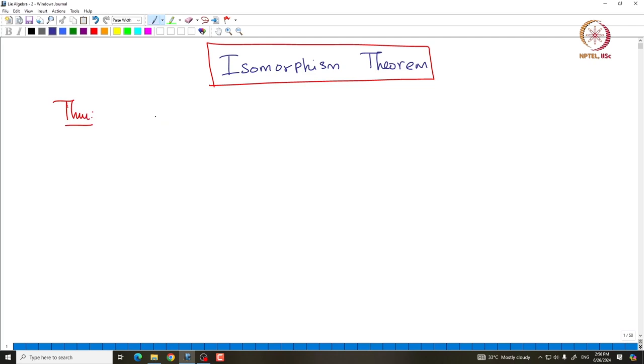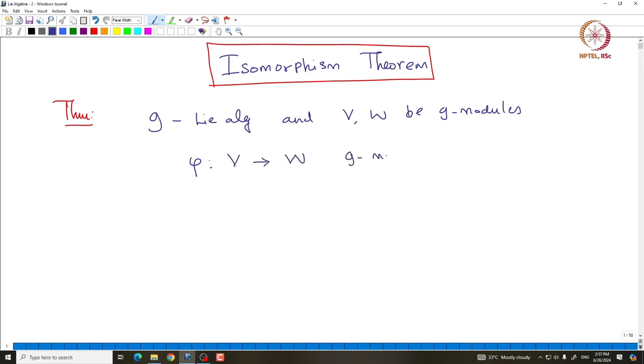So we take G a Lie algebra, and V and W be G modules. Let us say we have a Lie algebra, sorry, module homomorphism from V to W. So this is a G module homomorphism. Then, this is the given data.